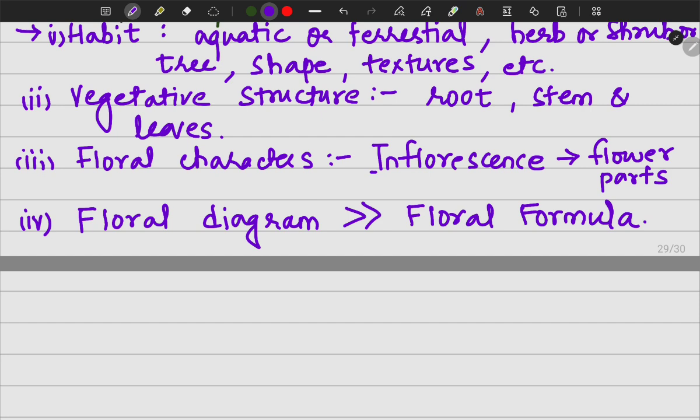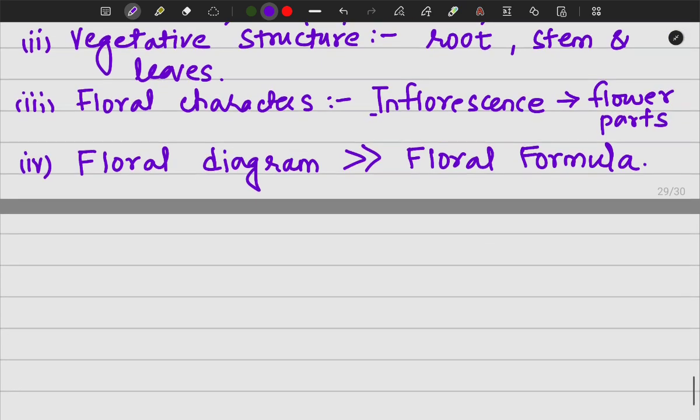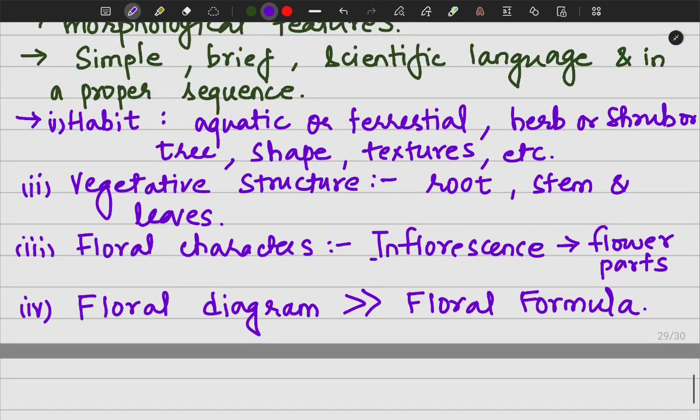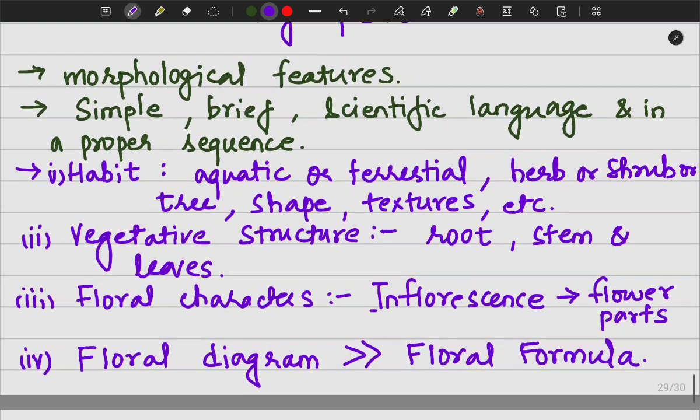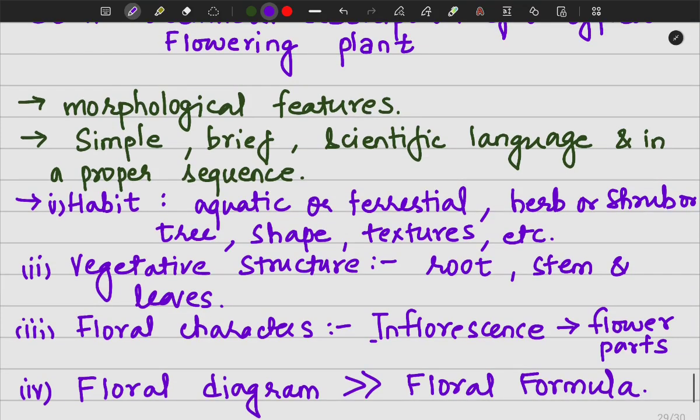So what is a floral diagram? A floral diagram is the diagrammatic representation of the flower, starting from the outer wall, that is calyx, to the central part, that is the gynoecium. The number of the floral parts, how they are arranged, and how they are related to each other inside the flower, it is represented with the help of a diagram, and that is called the floral diagram.